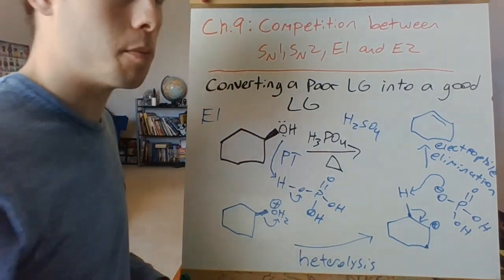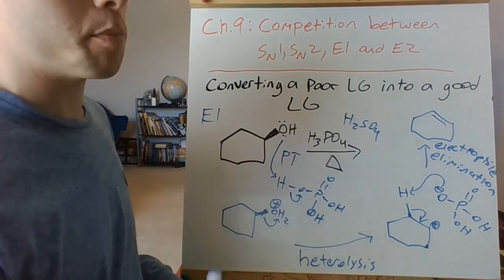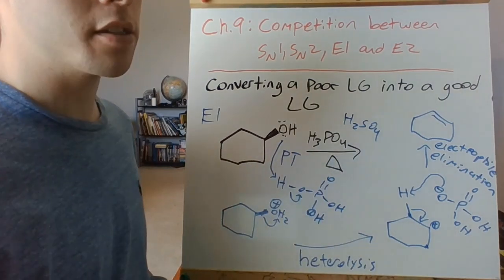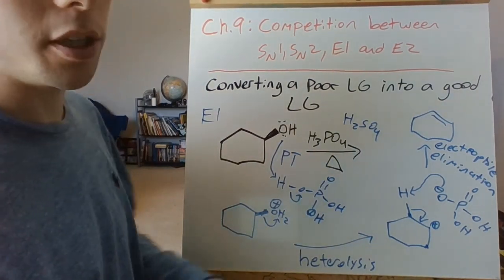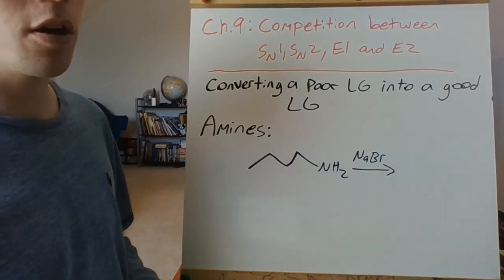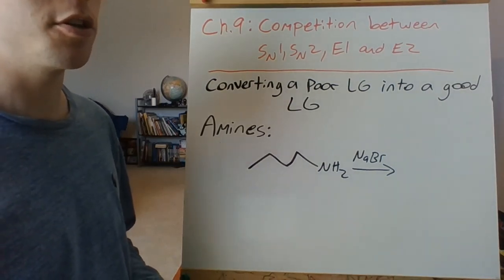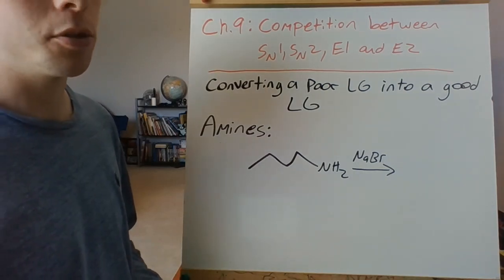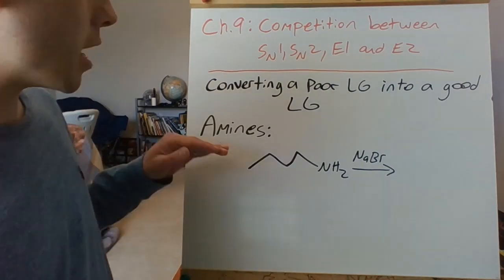So again, keep in mind that hydroxide itself is a bad leaving group, and by protonating it with some sort of strong acid, we can turn it into a good leaving group. So I just got done talking about alcohols. We can protonate alcohols to turn them into a good leaving group so that we have a neutral water molecule leaving. But what about amines?